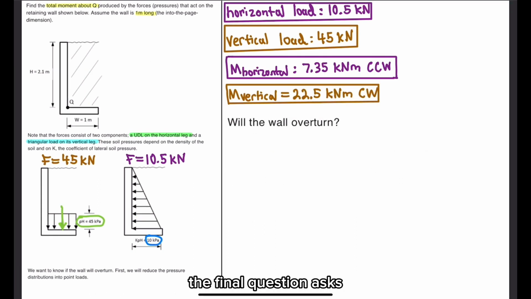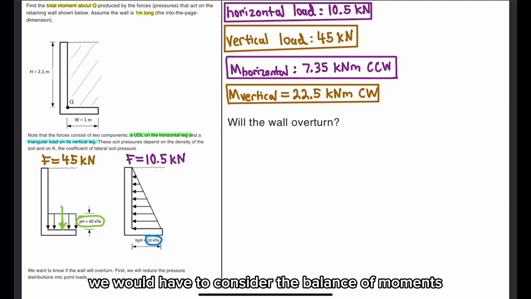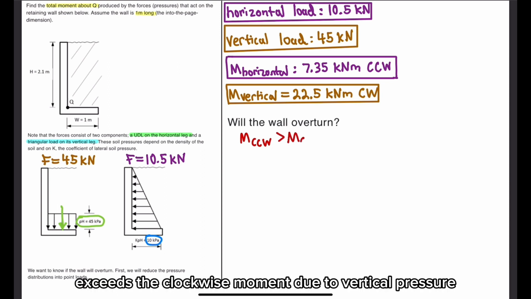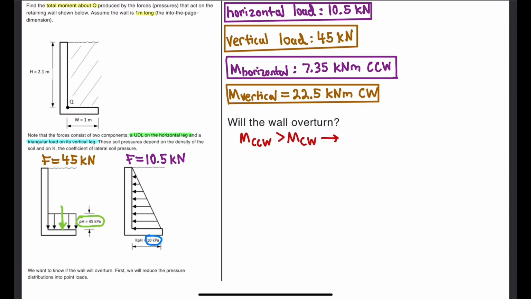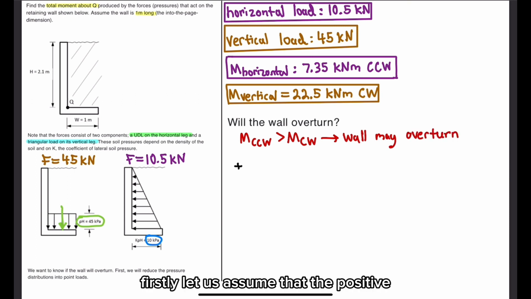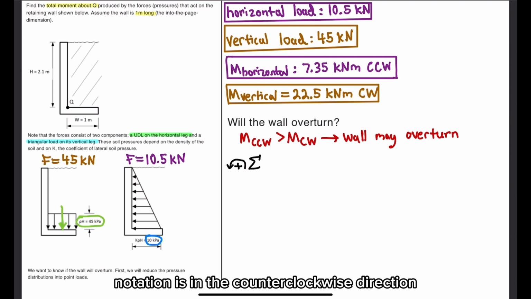The final question asks if the wall has any potential to overturn. To determine this, we would have to consider the balance of moments. If the counterclockwise moment due to horizontal pressure exceeds the clockwise moment due to vertical pressure, the wall could potentially overturn. We would then have to perform a summation of moments. Firstly, let us assume that the positive notation is in the counterclockwise direction.